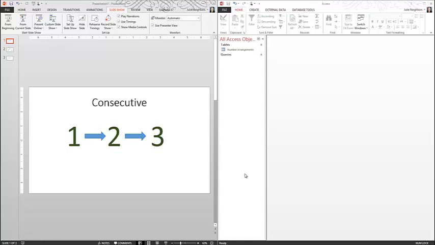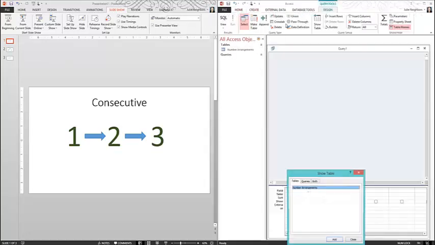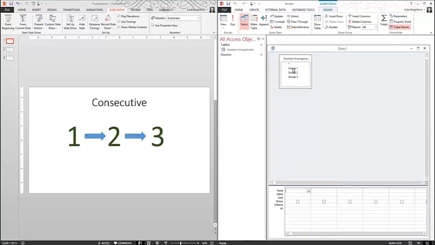So we have group 1, 2, and 3. We start with the first column, we move to the second column, and then we go to the third column. Each column of numbers does have to be sorted. So this is going to be the first one that I do. I'm going to create a query. I'm going to add my table. Do 1, 2, and 3.